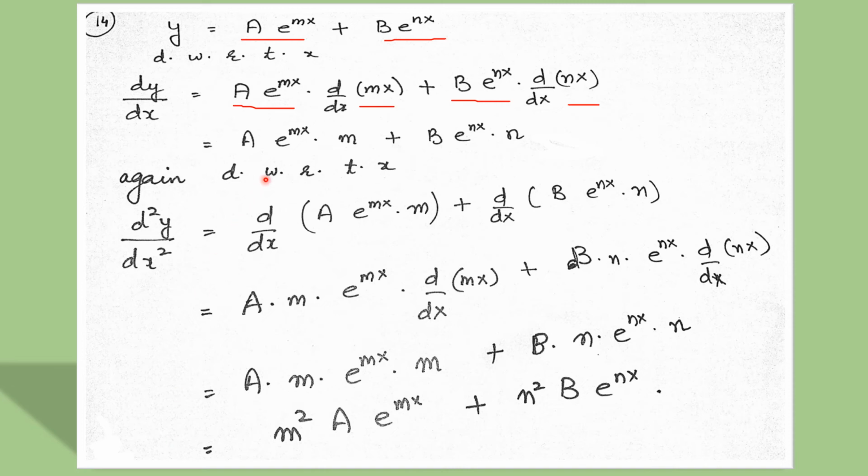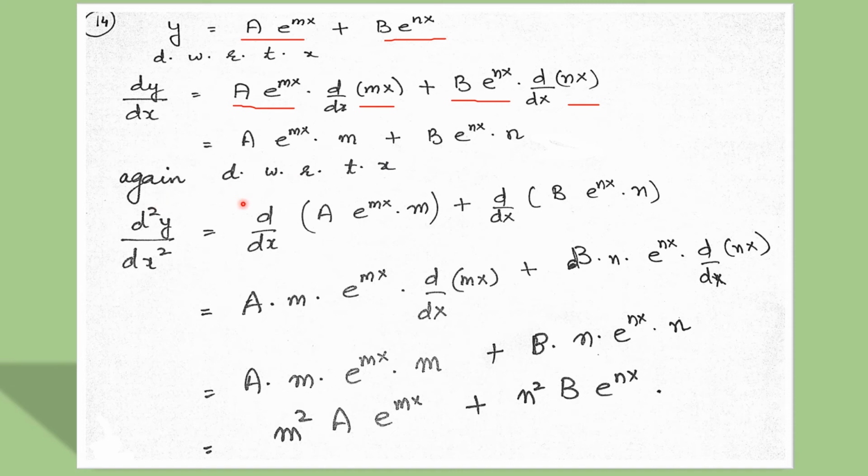You will get a e power mx multiplied by m, because the derivative of mx will be m, plus b e power nx multiplied by n, because the derivative of nx will be n. So you get the first order derivative dy by dx is equal to a e power mx into m plus b e power nx into n.